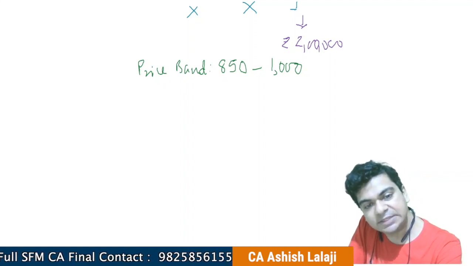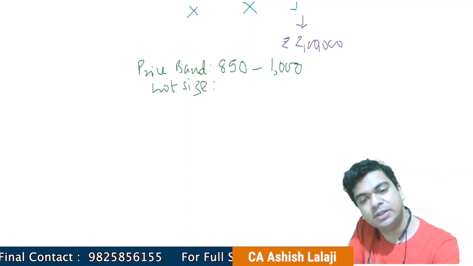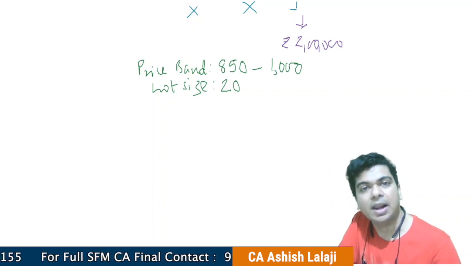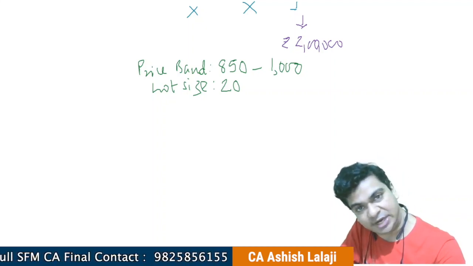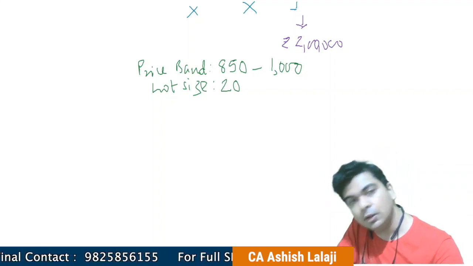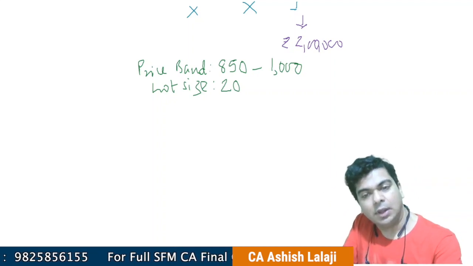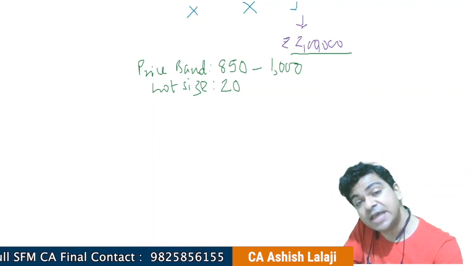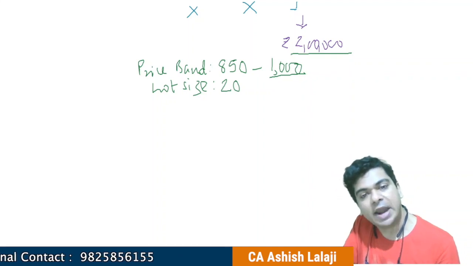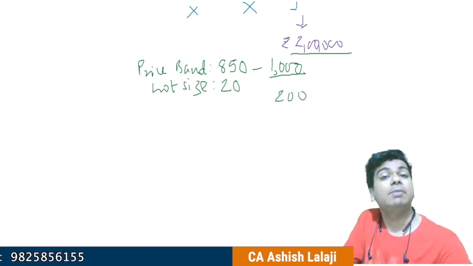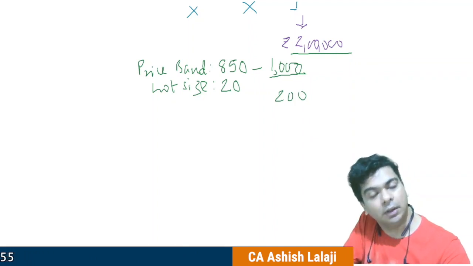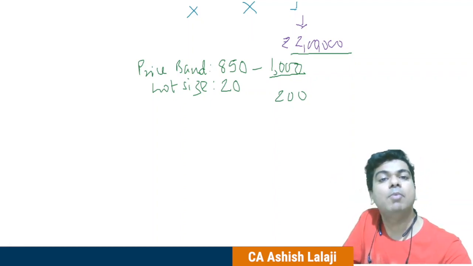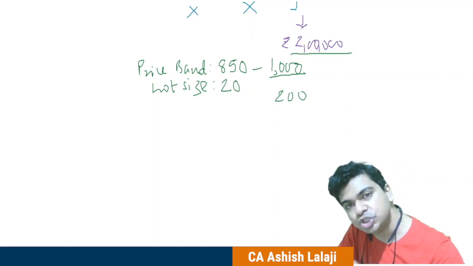The company has also given us the lot size. Let's further assume that the lot size is 20 shares. That means a minimum of 20 shares has to be applied by me. So I have to make an application for 20 shares, and after that in multiples of 20. So it can be 20 shares, 40 shares, and so on. As you can observe, the maximum amount that I can invest is 2 lakhs. The maximum price at which I can bid is 1,000. So 2 lakhs, if I'm dividing by 1,000, that means the maximum number of shares that I can bid is 200. So in a single application form, the maximum money that I can invest is 2 lakhs, and the maximum number of shares that I can bid for is 200 shares.